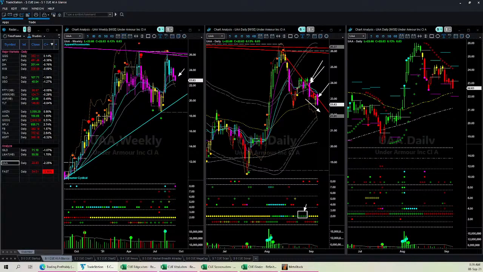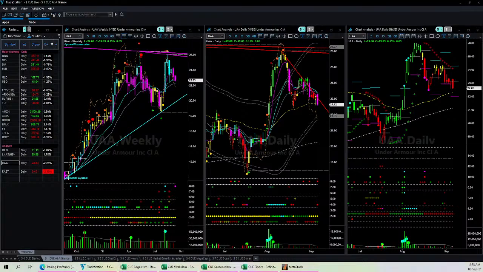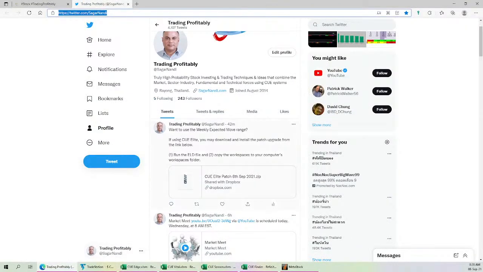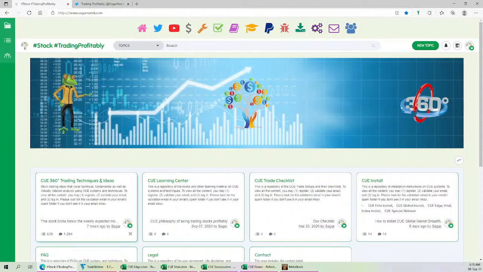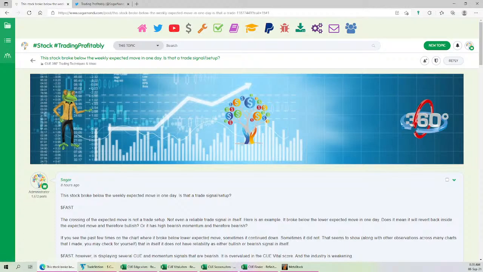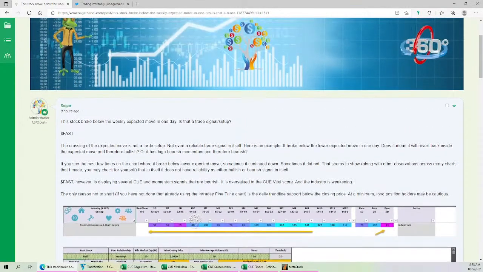Both the daily and weekly are continuing to look bearish. Relative performance is tilting down. So if you entered the trade, you may still be in the trade. Now, yesterday I shared another possible shorting idea. Not exactly, but at least a stock to be cautious of if you are holding the long position, and you could short it using the intraday fine-tune chart.